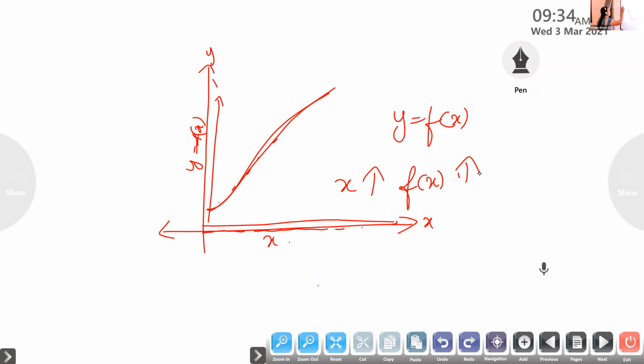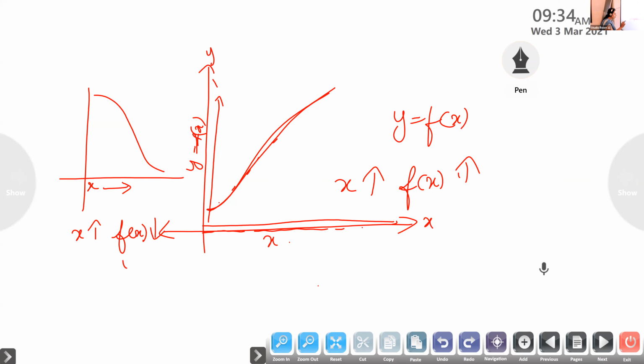Now look at here. Suppose the graph is coming like this. What about here? As x is increasing, what happens to y? Y decreases. So as x is increasing, f of x is decreasing. So here we call f of x a decreasing function.